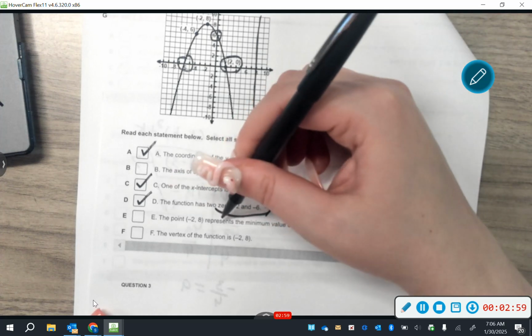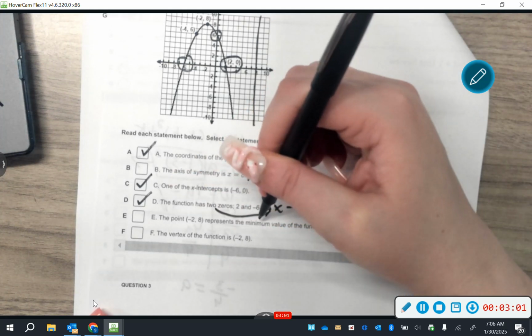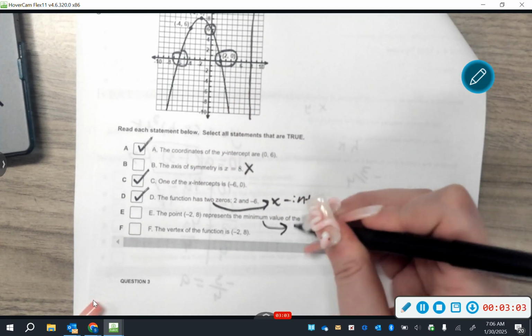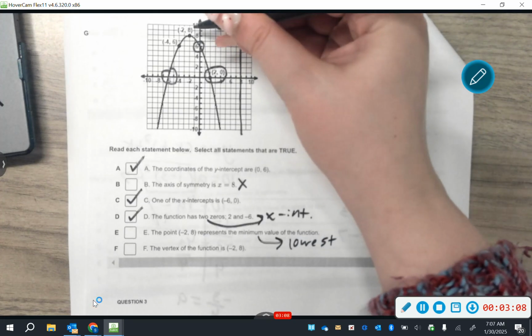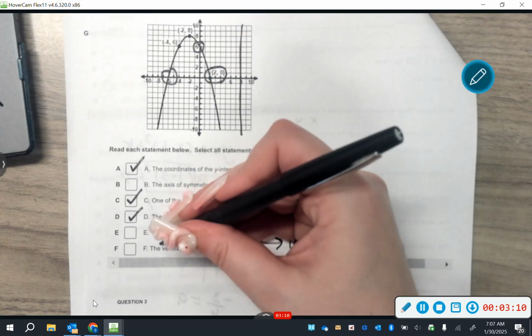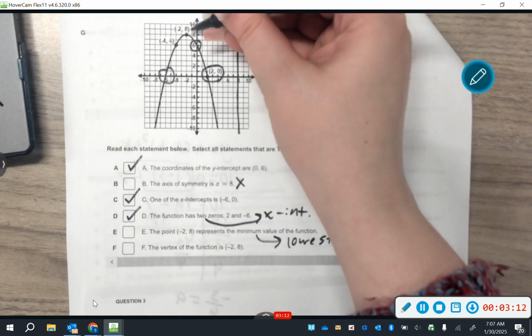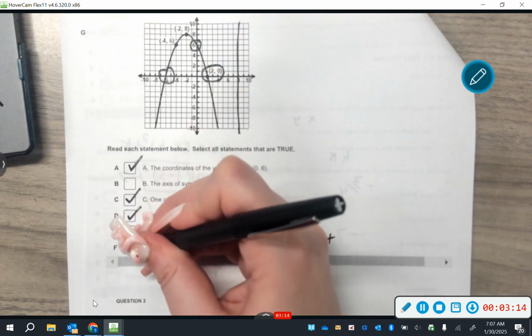The point negative 2, 8 represents the minimum. Remember, minimum is your lowest value. This is not our lowest value, so it cannot be that one. This is the maximum. It's our highest point. The vertex of the function is at negative 2, 8. Yes.